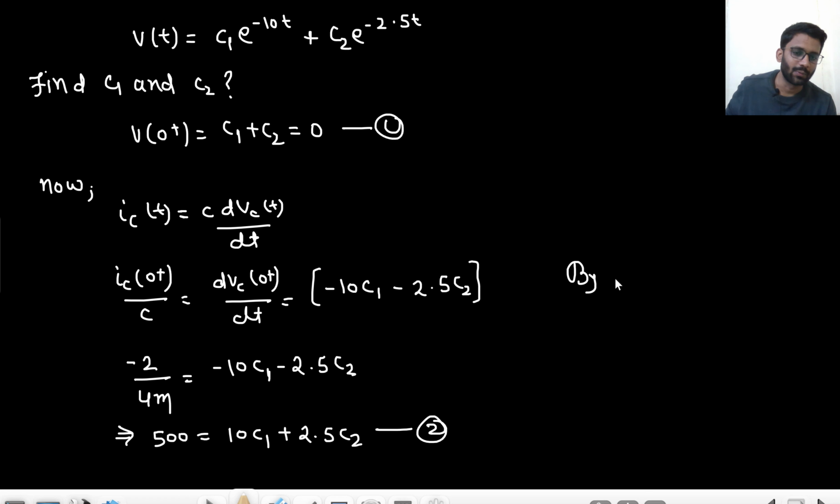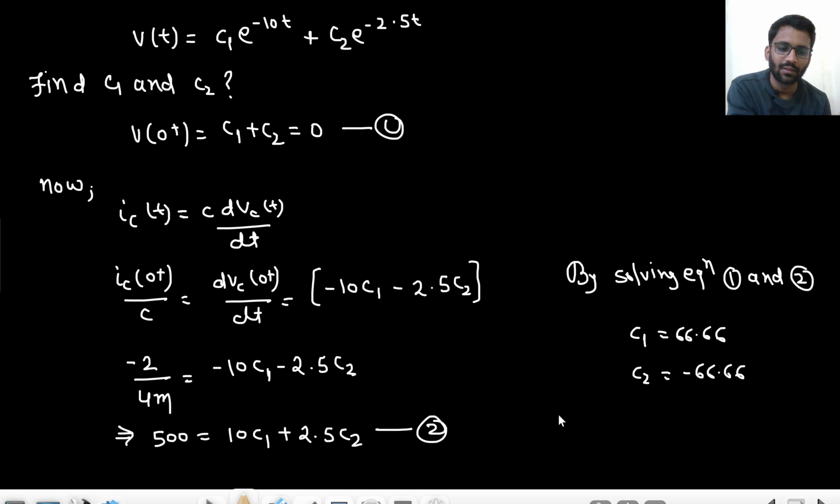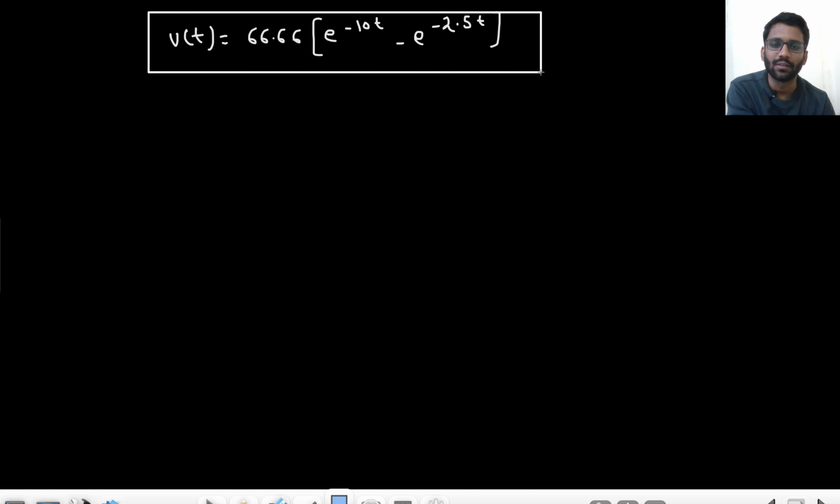By solving equation 1 and 2, you get the value of C1 and C2. C1 is equal to 66.66 you get, and C2 will surely be the negative of this, minus 66.66. So basically what is your Vt? Your Vt is 66.66 times e to the power minus 10t minus e to the power minus 2.5t. This is your expression.